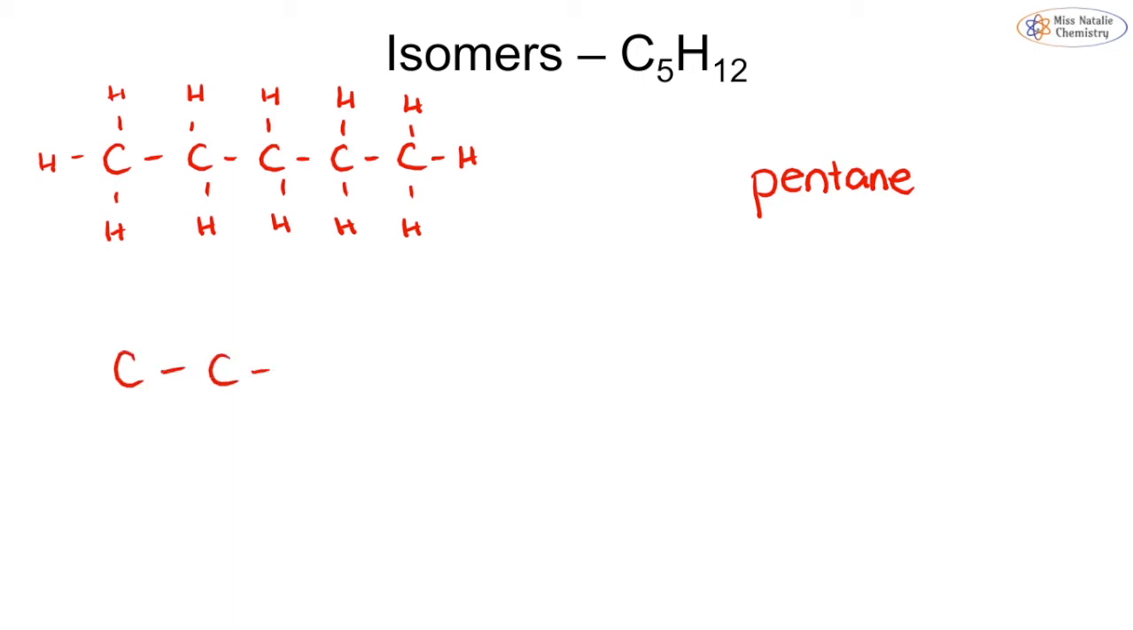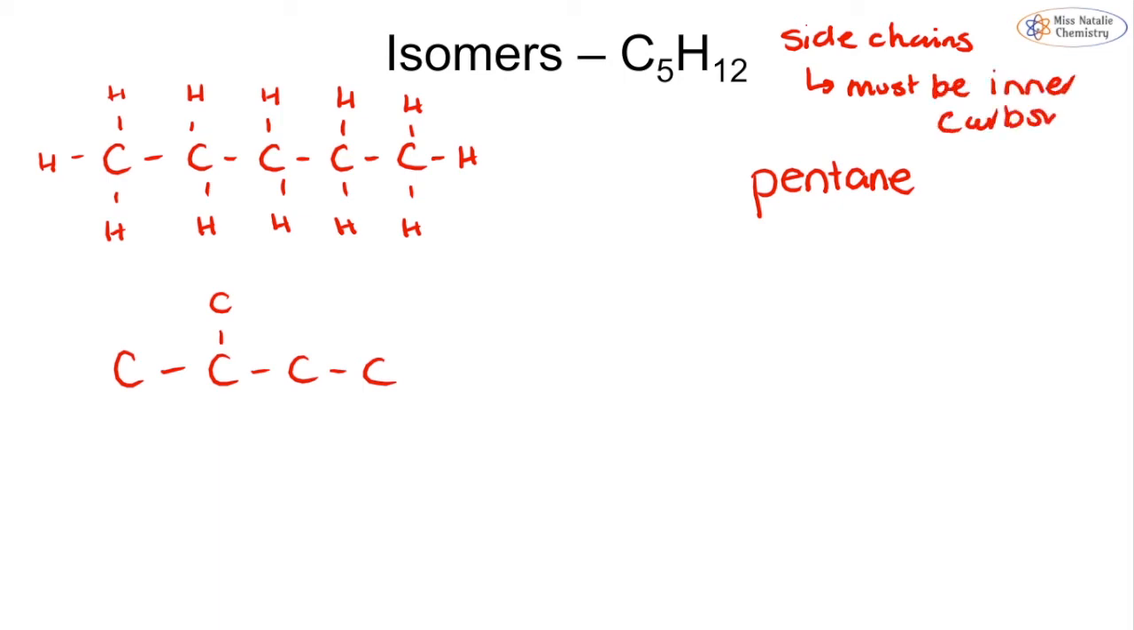So I could do 1, 2, 3, 4, and instead of having my 5th carbon on the end, I can put it in the centre, and that goes there. Now, your side chains cannot be on the end carbons. Your side chains must be in the inner carbons. It doesn't have to be right in the middle, but it has to be not on the first or the last. And then once I have that structure, I just put in all of my hydrogens all around.